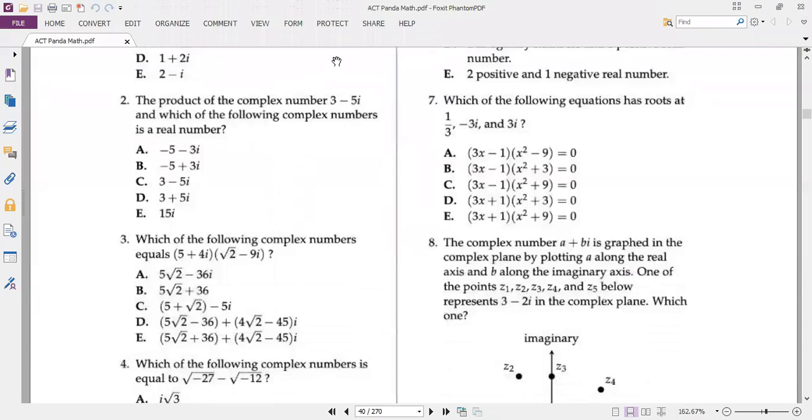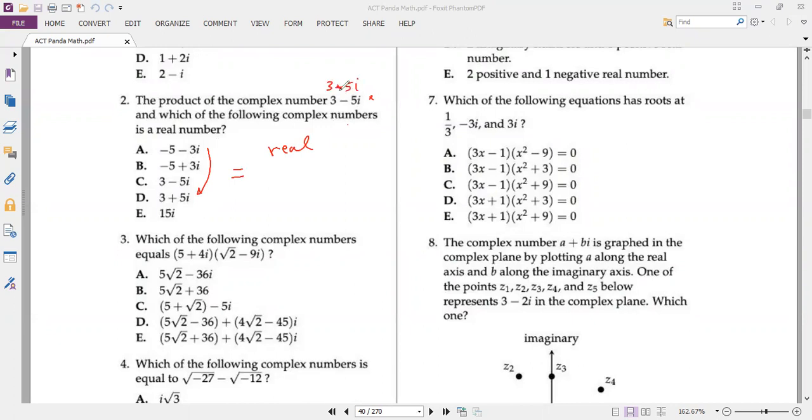we take the product of the complex number 3 minus 5i, and which of the following complex numbers makes it a real number? Very easy. You want to make a product with one of those and the result should be real. So we are looking for the conjugate.